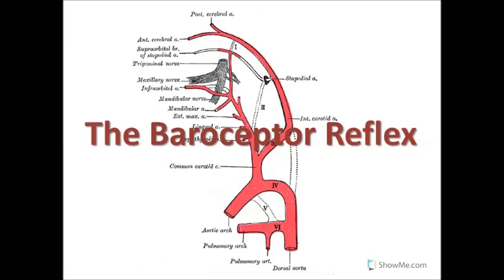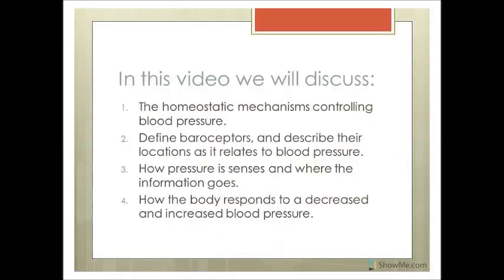So what we're going to be looking at in this video is, first off, what are the homeostatic mechanisms that control my blood pressure? We're going to look at what baroceptors are, where they're located, and how that would relate to blood pressure. And then we're going to look at pressure sensing. Where does it go to the brain? And what does the body do with that information? How does it respond to it, to either increase or decrease our blood pressure?